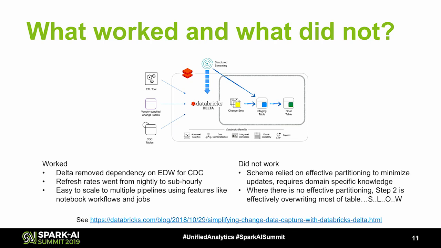However, there were still two major gotchas. For one, we relied on effective partitioning of the staging and the final table. And that required significant domain experience. Someone had to go in and really know the schema and the CDC patterns. And where there was no good partitioning column, the second step of overwriting the partitions effectively overwrote the entire table, which got very slow.